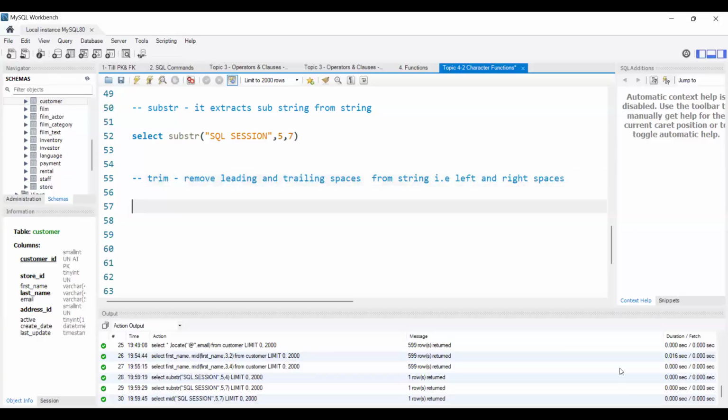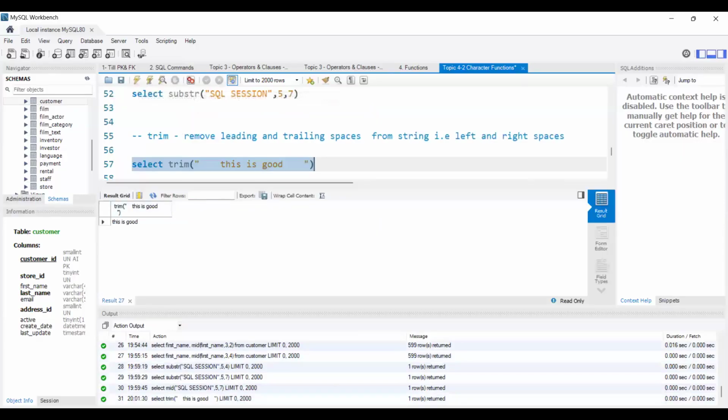Let's see one example. Select trim of. I need to give some space here. So for example, this is good, something like this. See, I wrote some sentence in between like this is good, and I gave some space towards the left side and towards the right side. If I use trim, it will remove both the left side space and right side space, that is leading space and trailing space. Okay, let's see. And the output directly it is giving this is good.